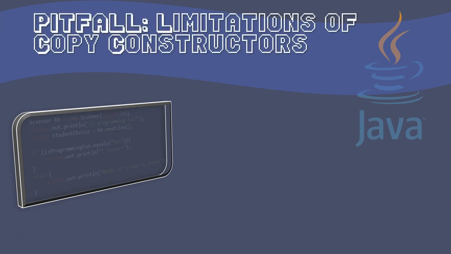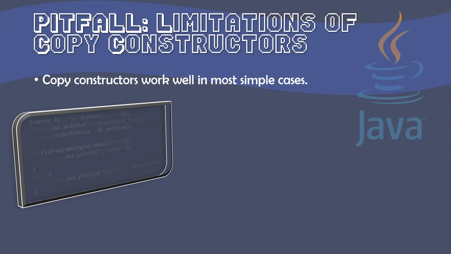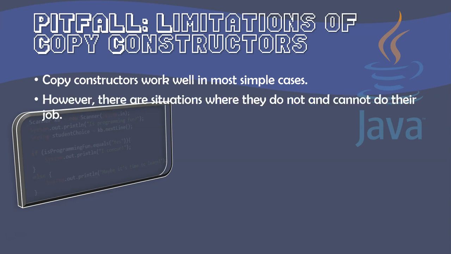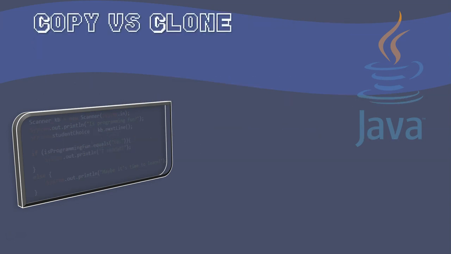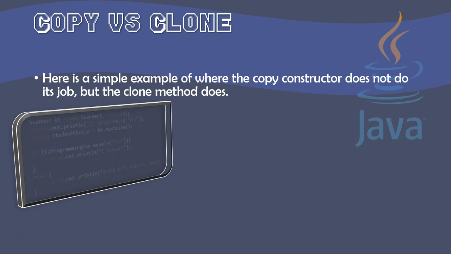Now, another pitfall is there are limitations to copy constructors. Remember, we are basing our current iteration of the clone method on copy constructors, and copy constructors work well in most simple cases. However, there are times when they do not, and they can't do their job. That's why Java favors using the method clone over using a copy constructor. So copy constructors can work great till they don't. Again, copying versus cloning has pros and cons for both sides.